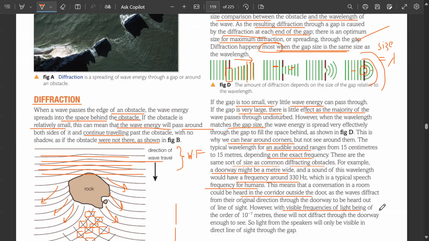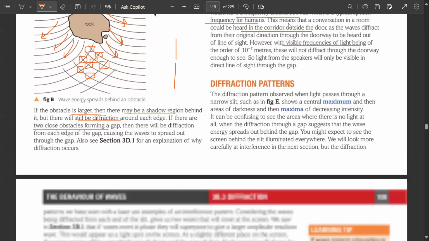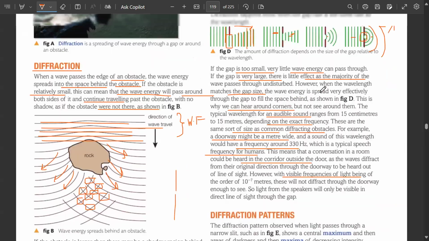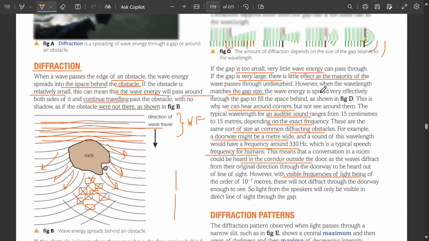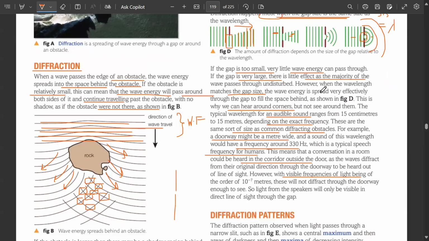There would be a maximum diffraction when the size of the slit matches the size of the wavelength. The diffraction pattern. So it is directly proportional to how open it is, the door? No, it is not directly proportional. Smaller the gap, larger the diffraction.